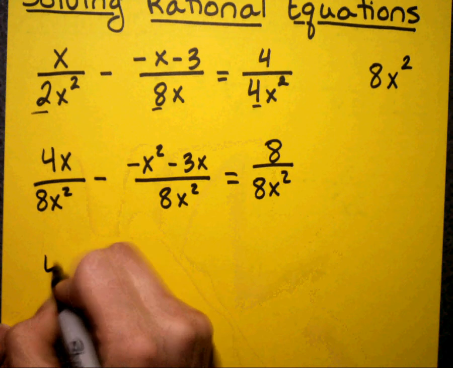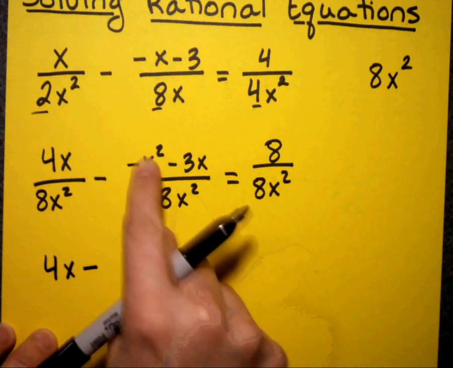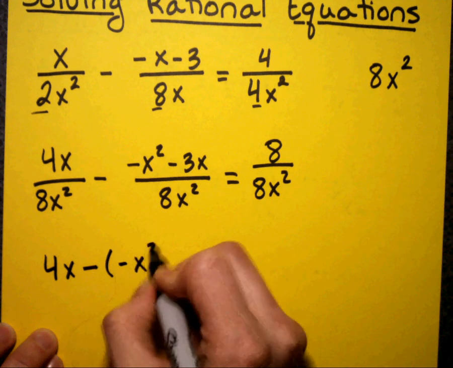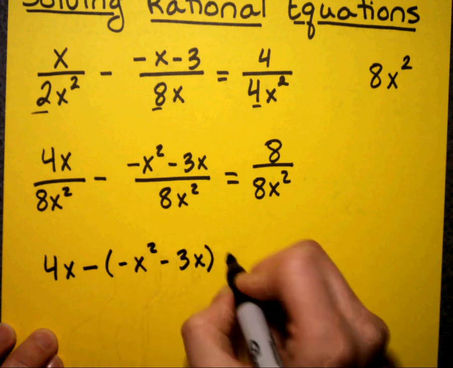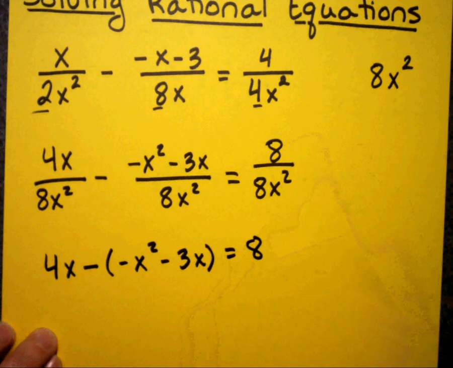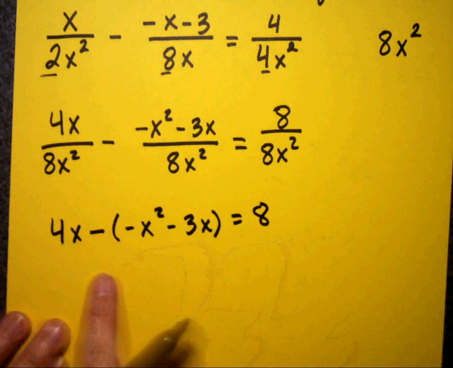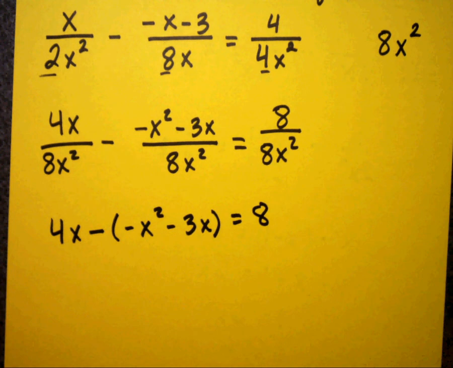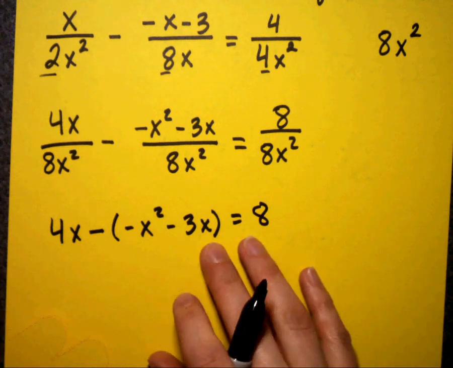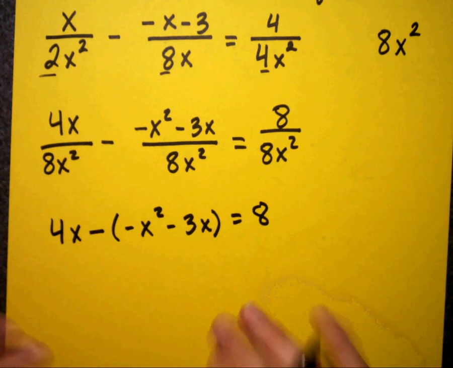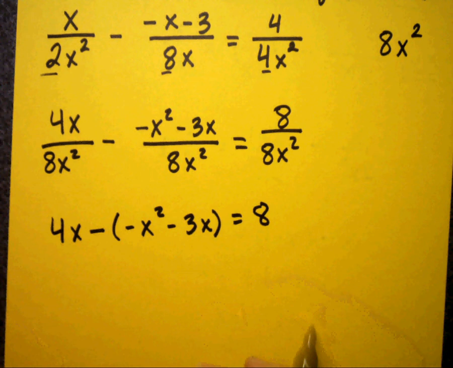So I have 4x minus this whole thing. Be careful with your subtraction. I'm going to put it in parentheses so I don't mess up any negatives. Equals 8. So now looking at this, I have some things to simplify and some rearranging to do, but now I have a quadratic. If I solve the quadratic, this will give me the solutions to my rational equation. So using any technique that you'd like to solve the quadratic equation, you can complete the square, you can do quadratic formula, you can factor, anything like that.